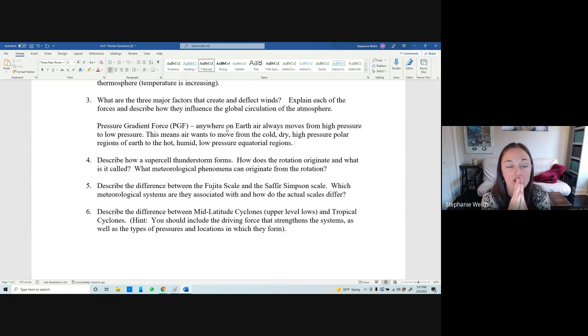And that is the first major force that creates and deflects winds. In fact, it basically is the creator of winds. There would not be wind if it wasn't for differences in pressure.